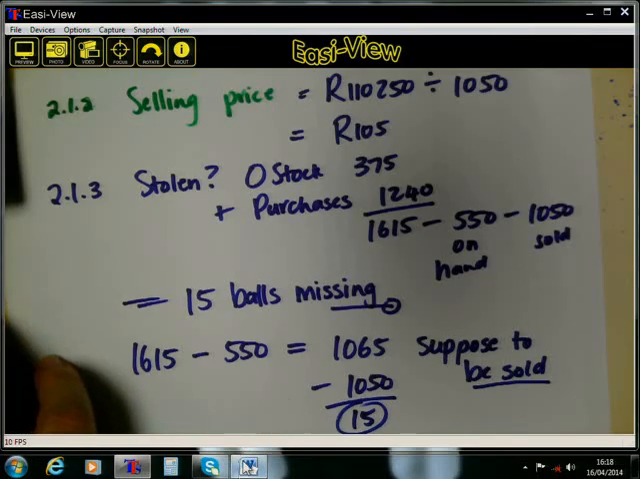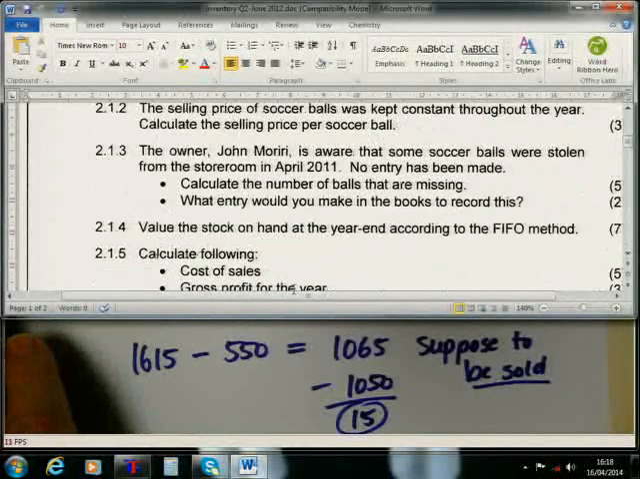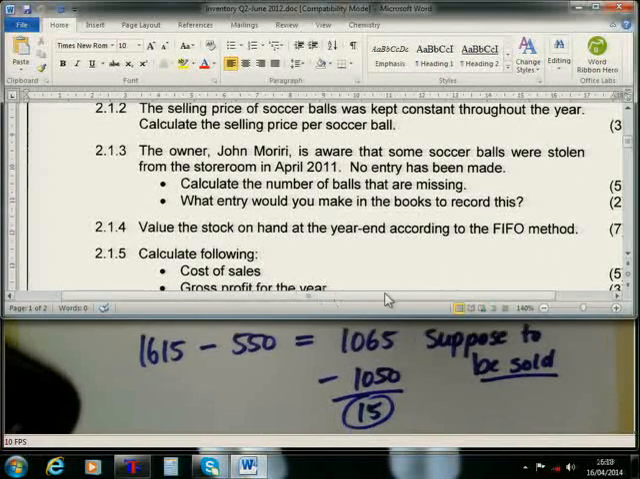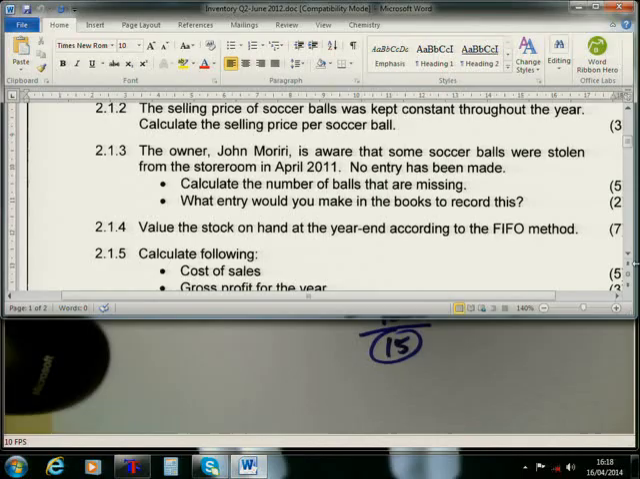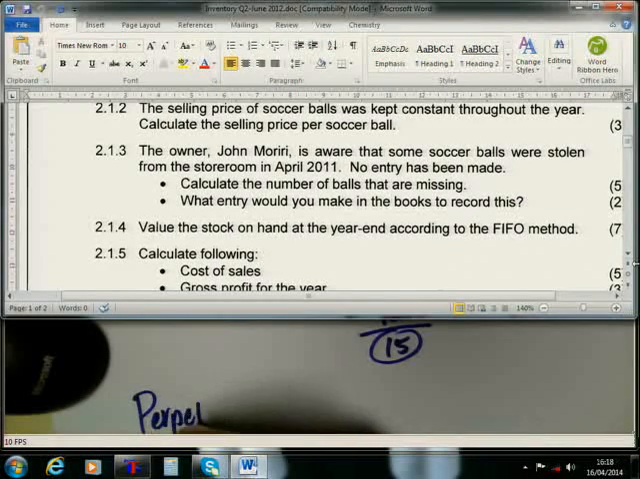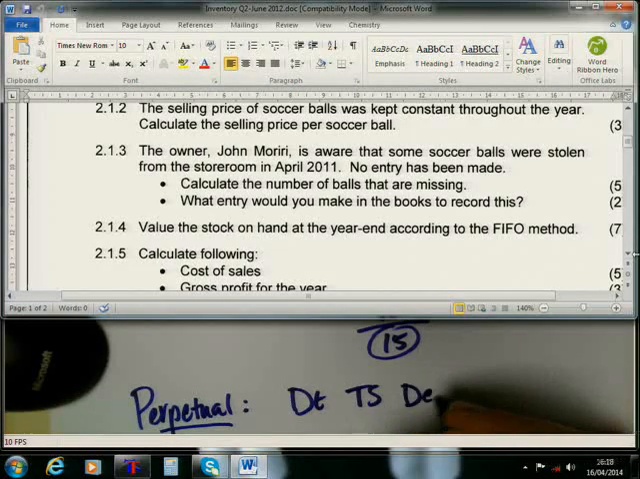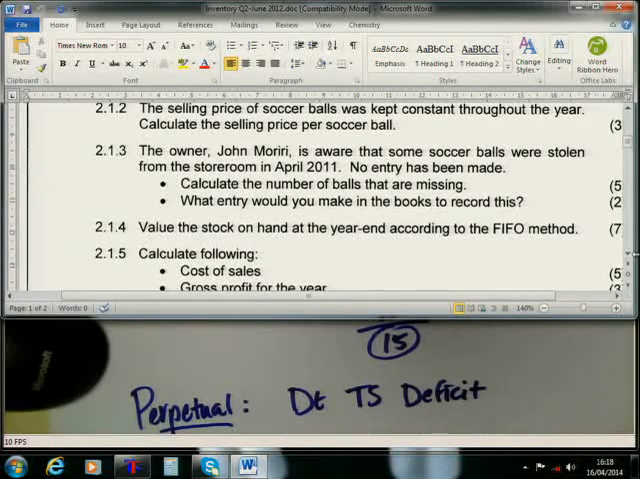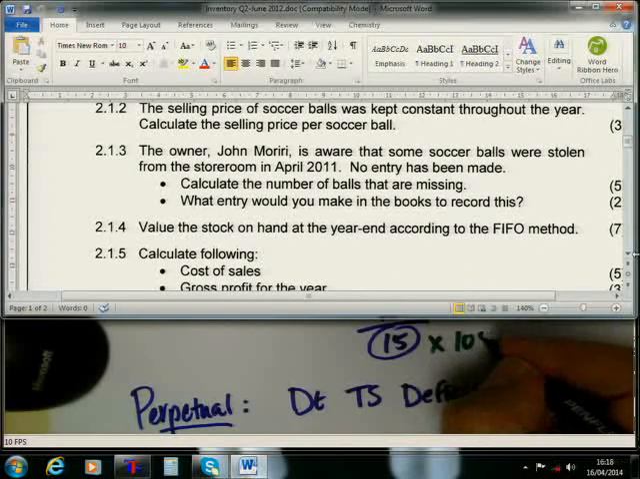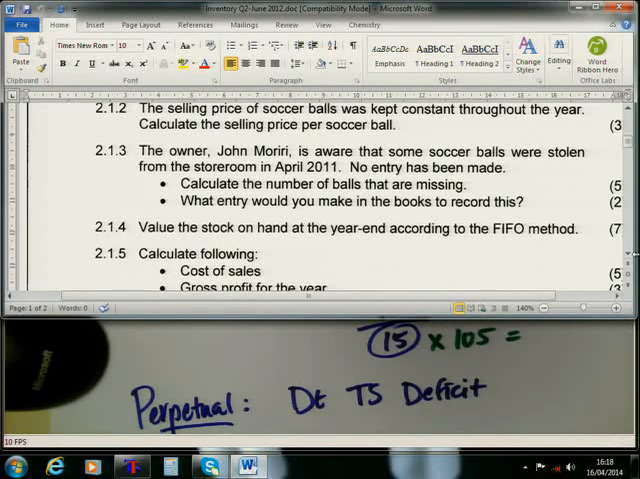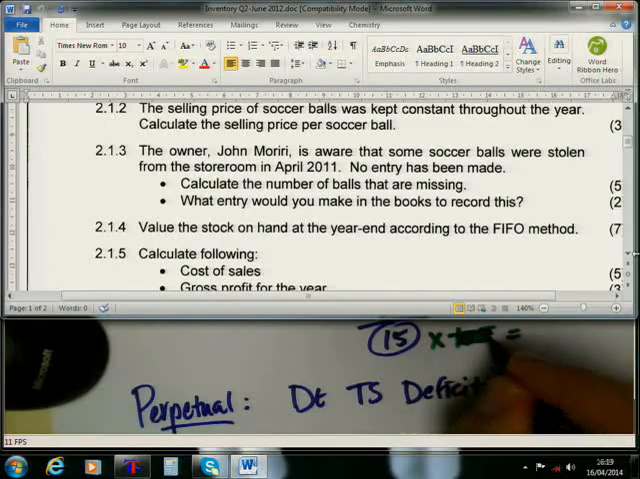The next question is, what are you going to debit and what are you going to credit? What entry would you make in the books to record this? Remember they are in the perpetual system, and because they are in the perpetual system, you can debit trading stock deficit. And what is the value of that 15 balls? Times 105 rand. No, not times the selling price. Sorry.